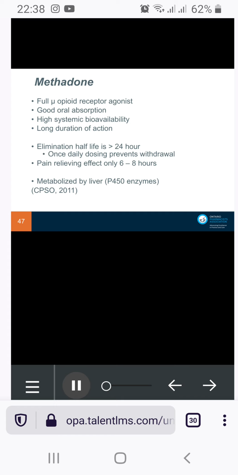Methadone has very good oral absorption, high systemic bioavailability, and a long duration of action, which is necessary for any form of OAT. The elimination half-life is greater than 24 hours. So once daily dosing should ideally prevent opiate withdrawal symptoms. However, the pain relieving effects are shorter acting, so 6 to 8 hours. And methadone is metabolized primarily by the liver and primarily by the P450 enzyme system.